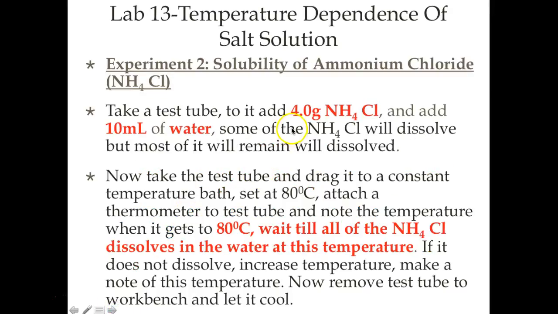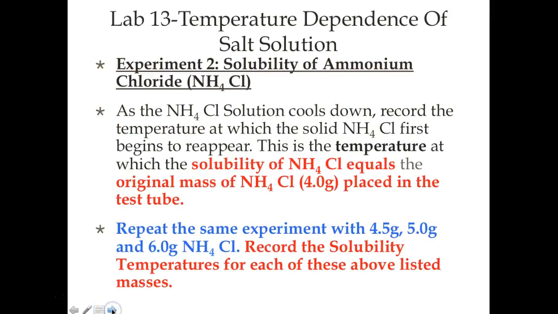Now do this exact same thing for experiment 2, but this time with 4 grams of ammonium chloride. For potassium chloride, you started out with 3.5. Here you're starting out with 4 grams, and you're going to add it to 10 mL of water. Again, some of it might remain undissolved. So you're going to heat it up to 80, cool it back down, and again note the temperature at which the first sign of ammonium chloride comes out of solution.